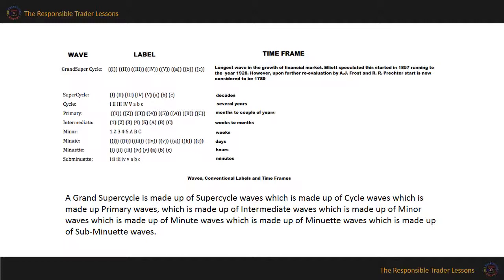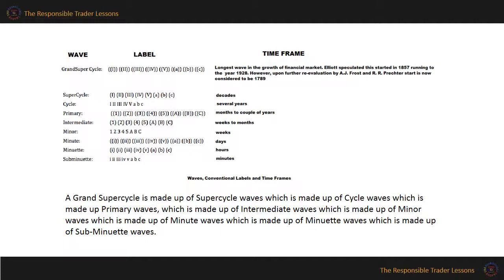On this slide, we have listed the type of waves, the corresponding labels, and the time frame. The longest wave is the grand supercycle. Elliott speculated this started in 1857, running to the year 1928. However, upon further re-evaluation by A.J. Frost and R. Prechter, the start is now considered to be 1789.